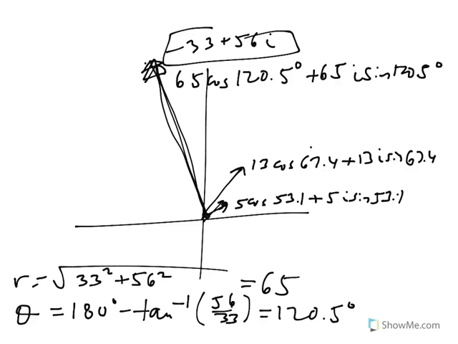Okay, so I hope what you noticed is that the 65 is the product of 13 times 5, whereas the 120.5 is the sum of 67.4 and 53.1. And that's not a coincidence. That's a major rule in complex numbers. So I'm going to write it down.